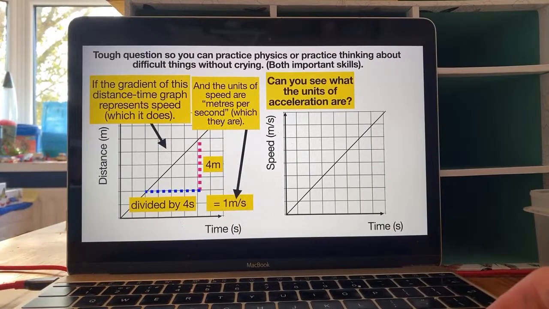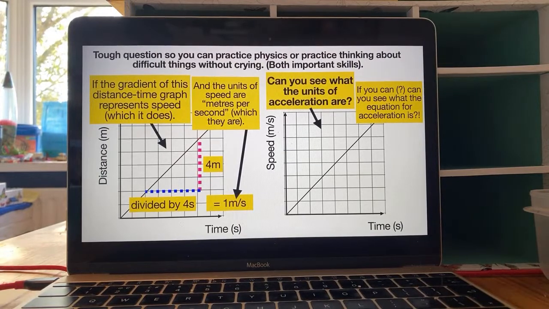Can you see on this speed time graph, and this straight diagonal line is telling us that this thing is doing constant acceleration, can you see what the units of acceleration are? And if you can, if you're like, straight away, well, what's the equation for acceleration then? Go on. What's the equation for acceleration? If you can't see it, it really doesn't matter. This is all part of the process.